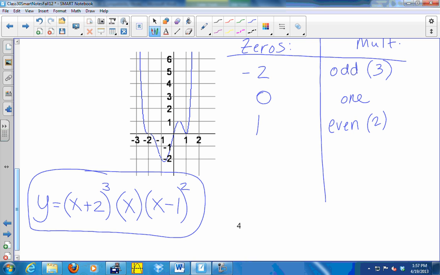We could throw any coefficient in front of that. Put a 5 in front and my zeros would stay the same. So you could put a coefficient in front. These degrees could be a higher odd or a higher even. What do you think of that? Any questions?